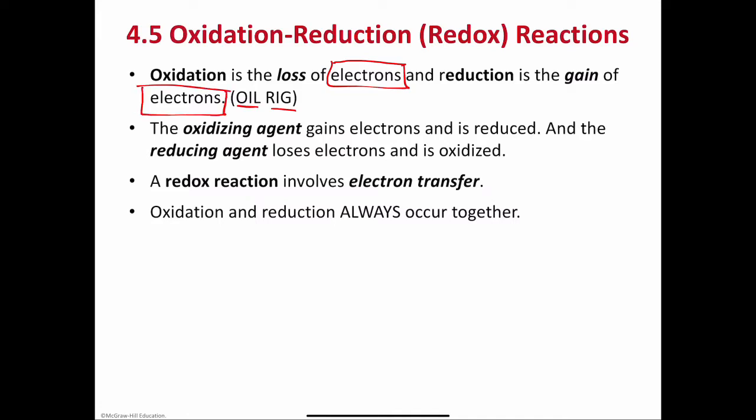We're going to talk a lot about electrons in this section. So the oxidizing agent gains electrons and gets reduced, and the reducing agent loses electrons and is oxidized. So oxidizing agent and reducing agent. Remember, the oxidizing agent is what affects the oxidation and becomes reduced, and the opposite holds true for the reducing agent. So a redox reaction involves electron transfer. And oxidation and reduction always occur together. You can't have one without the other.